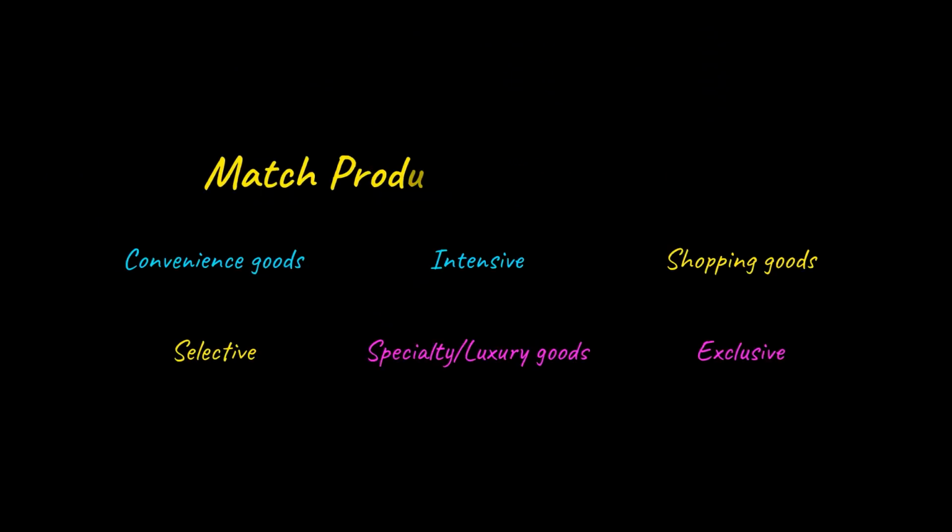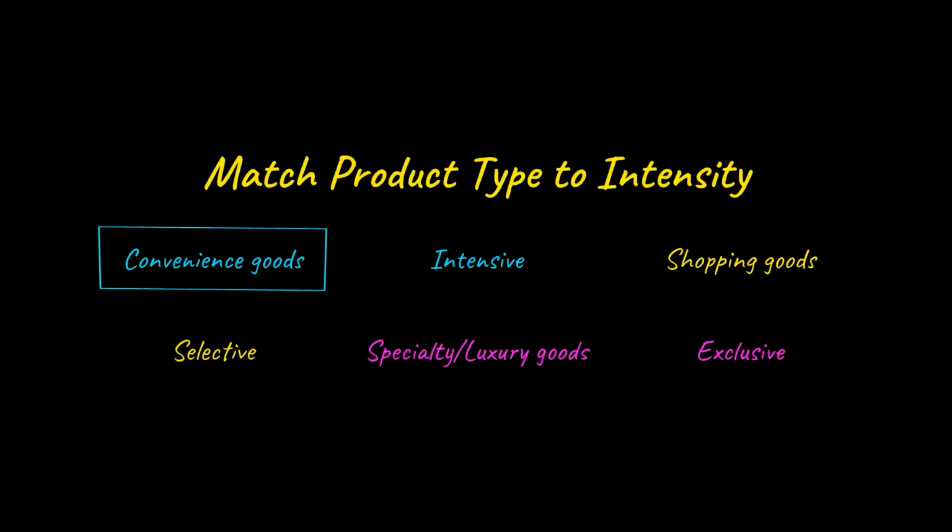Intensive distribution places a product everywhere possible. Selective distribution uses a limited number of carefully chosen retailers. Exclusive distribution limits coverage to just one or a few outlets per region. The key is matching the intensity to the product type.